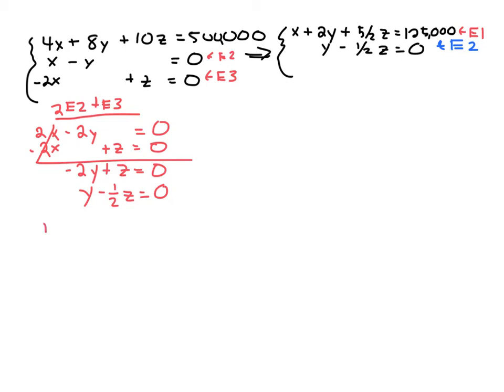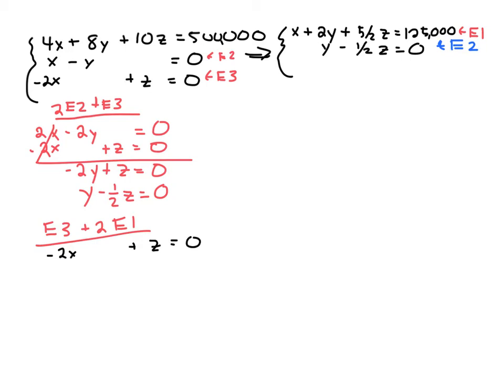Equation 3 has negative 2x, right? Negative 2x. So this one has a positive 1. So I'm going to add on 2 times equation 1. That should do the trick. If I do 2, then I'll have a 2 out front here, and it'll cancel with this one. Okay, so let's go ahead and write equation 3. Negative 2x plus z equals 0.